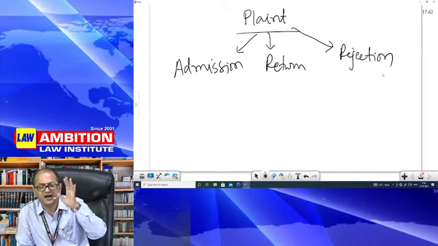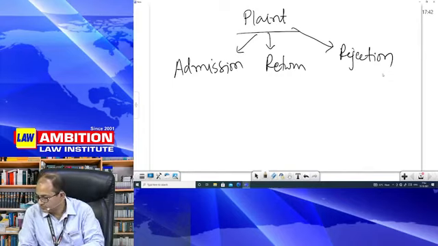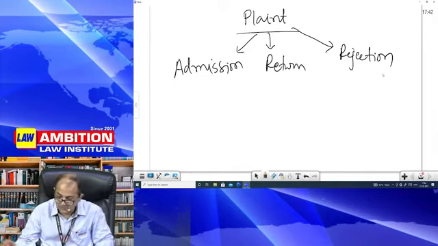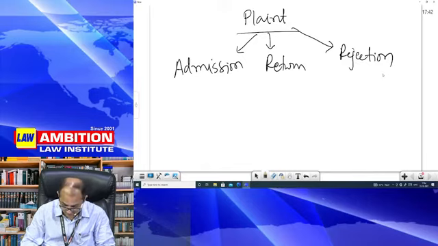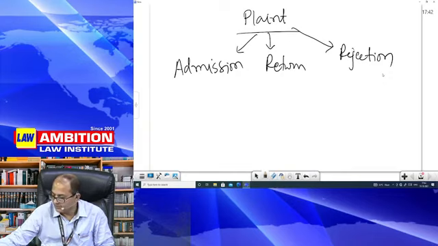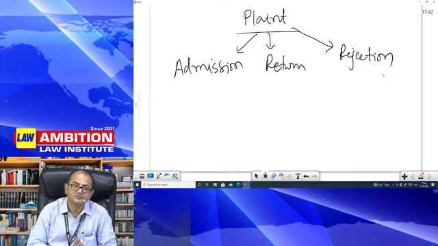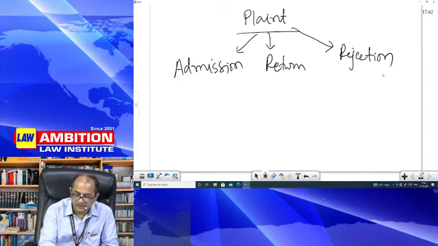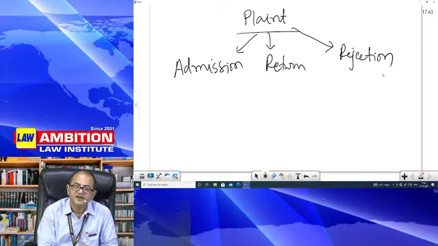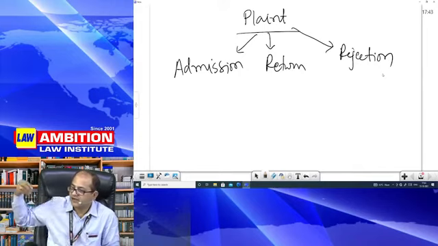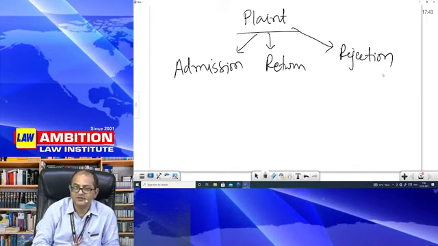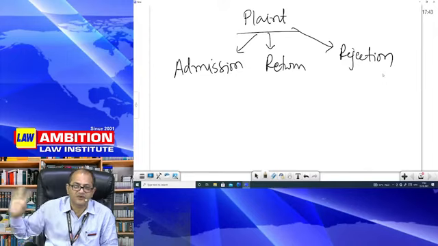So I said, plaint aa gaya, ab kya karoge batao? Now what will you do with the plaint? So either you will admit the plaint, return the plaint, or reject the plaint. Now admit the plaint and start the process, return the plaint and send the plaintiff to the proper court, or reject the plaint and say that it does not disclose cause of action, so the story is over.